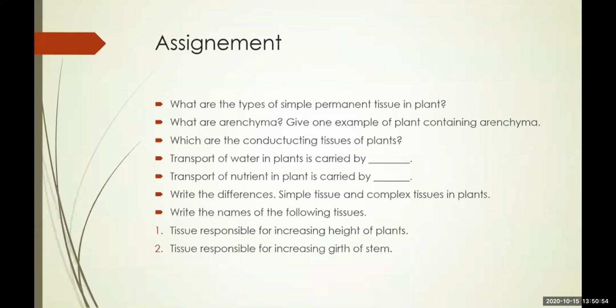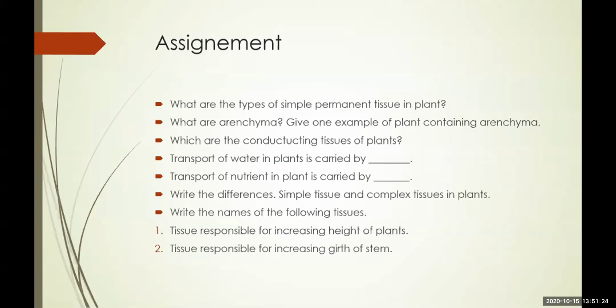What is aerenchyma? Give one example of a plant containing aerenchyma. Aerenchyma is a special type of parenchyma containing air-filled cavities in the plant. It is present majorly in aquatic plants, for example, water hyacinth or lotus.